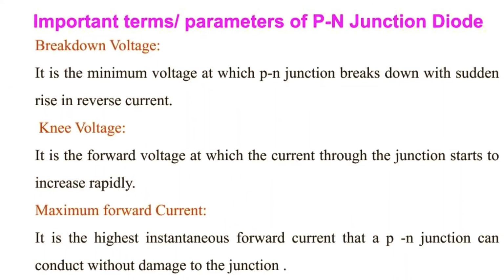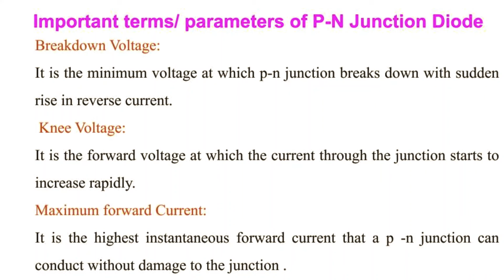For proper functioning of a PN junction diode, we should know certain important terms or parameters. Number 1, breakdown voltage. It is the minimum voltage at which PN junction breaks down with sudden rise in reverse current. Number 2, knee voltage. It is the forward voltage at which the current through the junction starts to increase rapidly. Number 3, maximum forward current. It is the highest instantaneous forward current that a PN junction can conduct without damage to the junction.